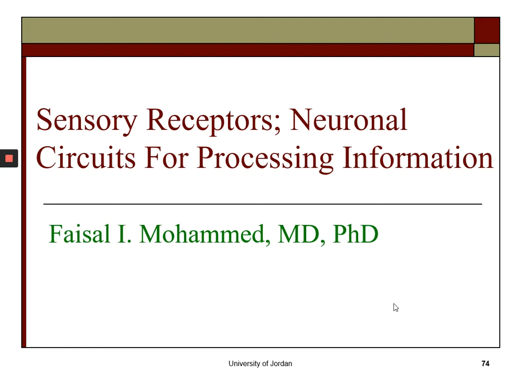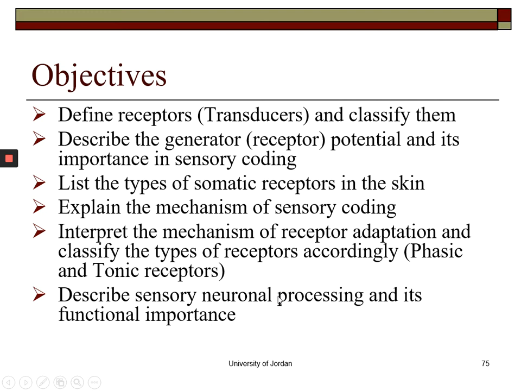Today we're going to talk about sensory receptors and then neuronal circuits for processing of information. Okay, our objective is to define the sensory receptors. The sensory receptors are sometimes called transducers.